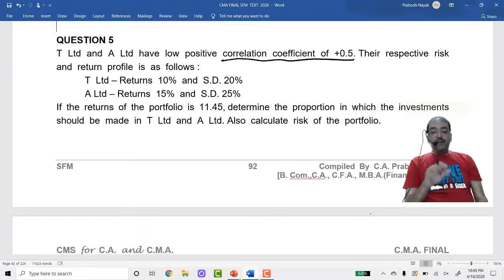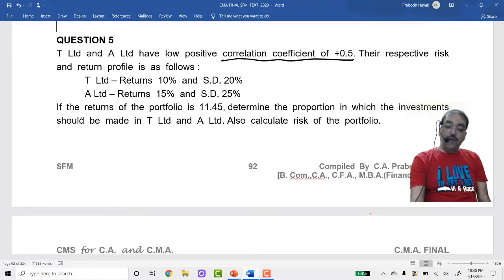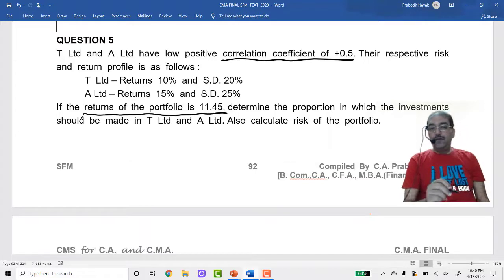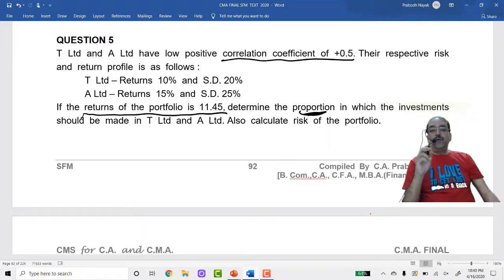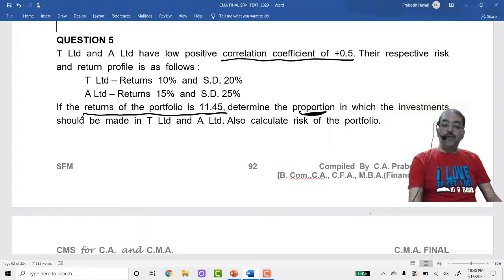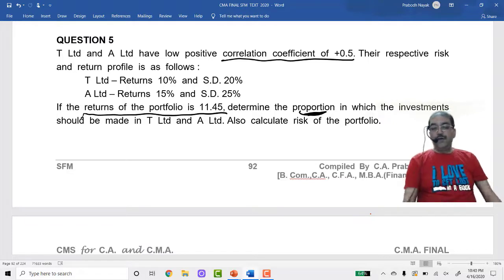Respective risk and returns is given. T limited 10% and 20% returns and standard deviation. A limited returns 15%, standard deviation 25%. Returns of portfolio is given to us, RP is given to us. What is required to be calculated? Proportion. What is proportion? Weights. W1 and W2. What is the ratio in which I have to invest in the portfolio so that the returns of the portfolio is 11.45. Also calculate the risk of the portfolio.